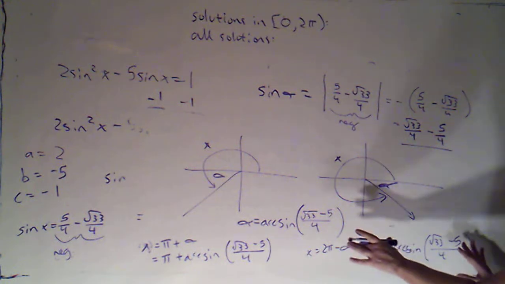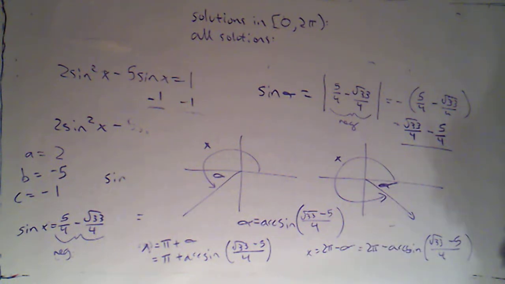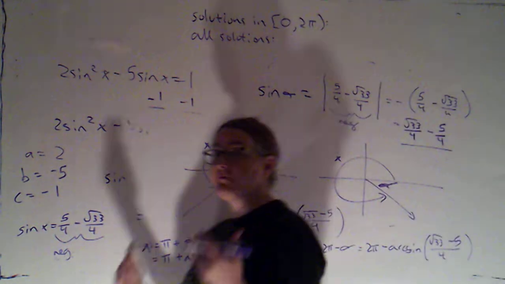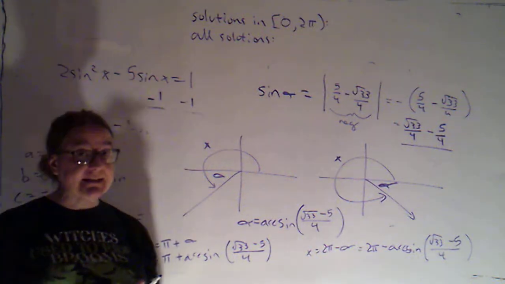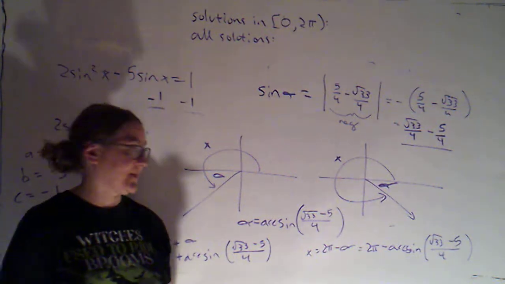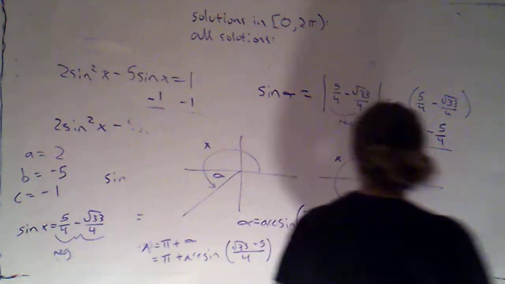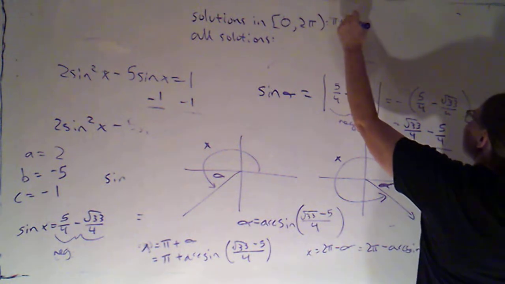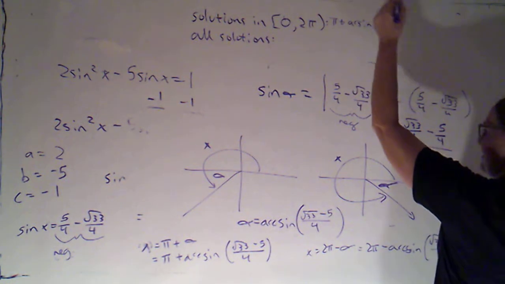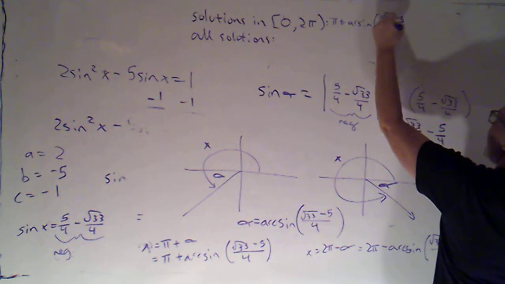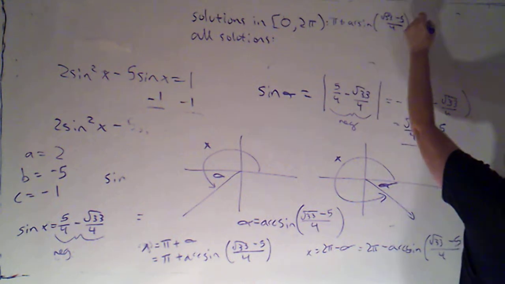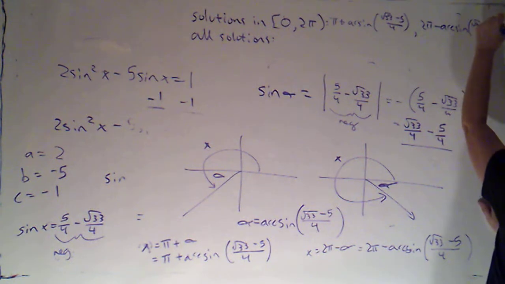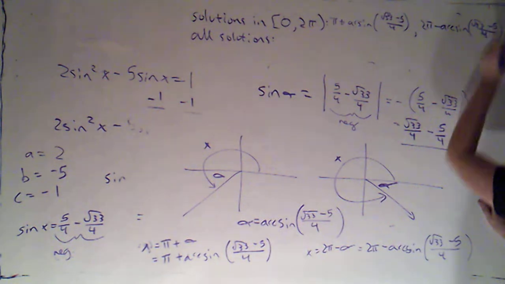Okay. And even if this is on a calculator section of the exam, I'm likely to ask for exact answers. Remember, only plug into a calculator and give me a rounded answer if I explicitly ask you to round. All right, so my solutions between 0 and 2 pi are pi plus arcsine of this lovely mess, root 33 minus 5 over 4, and 2 pi minus arcsine of root 33 minus 5 over 4.